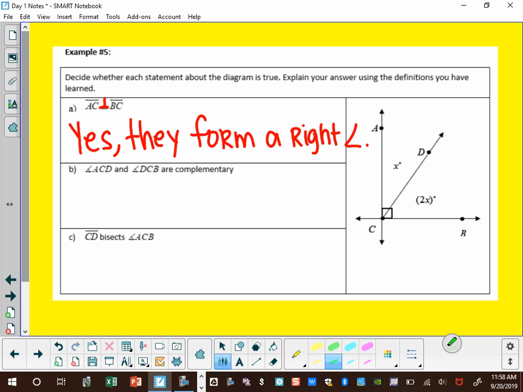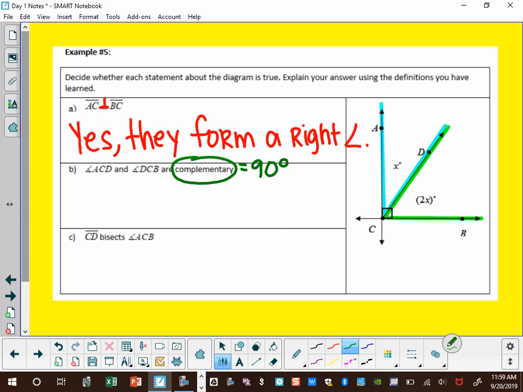Okay, so now part B says angle ACD, so here, this blue angle, and DCB. It says that those two angles are complementary. What does it mean if something is complementary? Two angles that add up to what? 90 degrees. We know that because some of us studied that last minute.